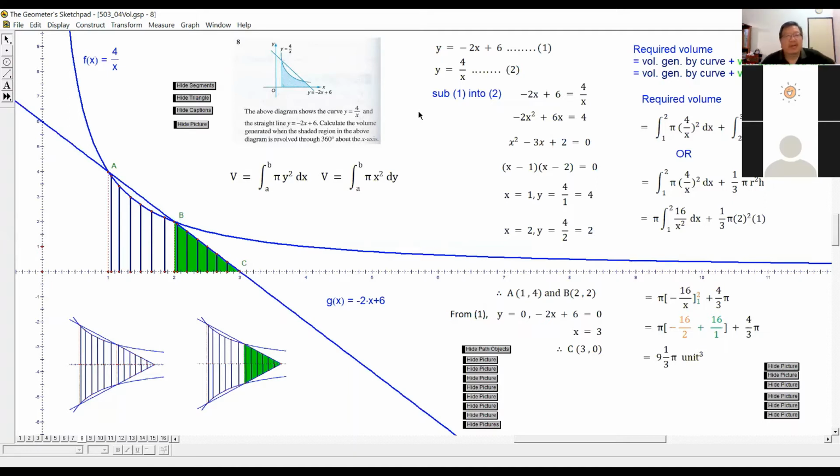Now, probably the diagram given in the question is very small, so you cannot see clearly what is happening. So I draw the curve again, y equals 4 over x, the curve of this part. Then I draw the straight line, y equals negative 2x plus 6. Okay.